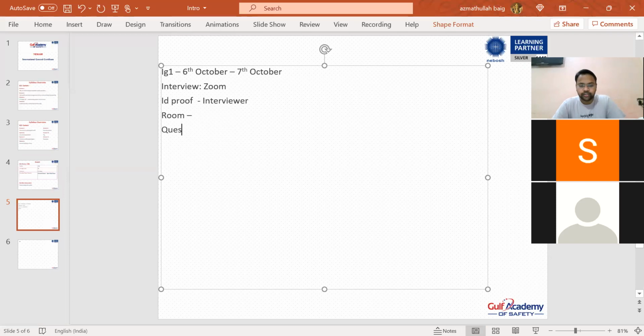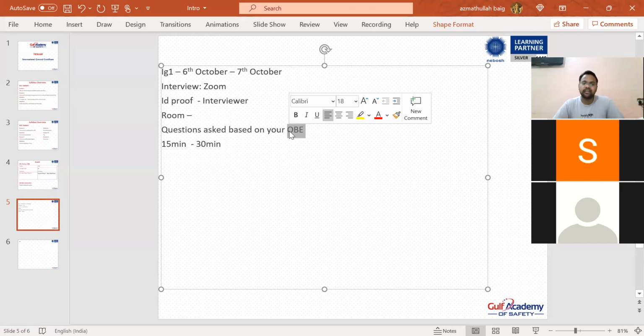And there will be certain questions asked based on your open book exam. The questions will be asked based on your open book examination itself. And the interview will not last more than 15 to 30 minutes. It will be a minimum of 15 minutes, maximum 30 minutes. Nothing will be asked outside your OBE. All the questions will be asked based on your open book examination itself.